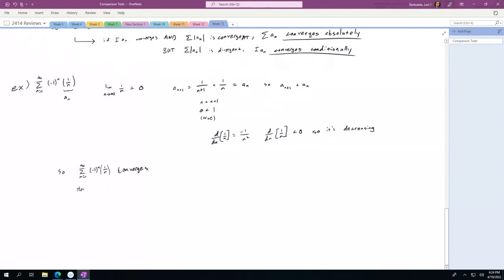However, if I take the absolute value, that would get rid of this negative 1 to the n. This diverges by p-series. So I have to say that the sum from 1 to infinity of negative 1 to the n times 1 over n converges, but only conditionally.